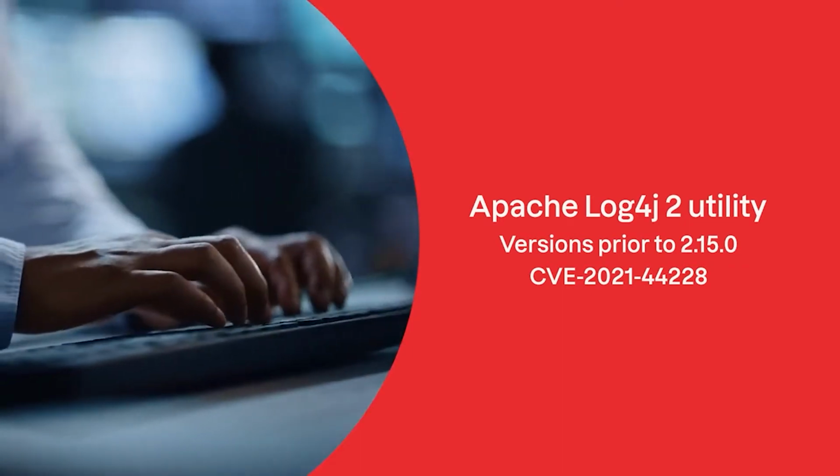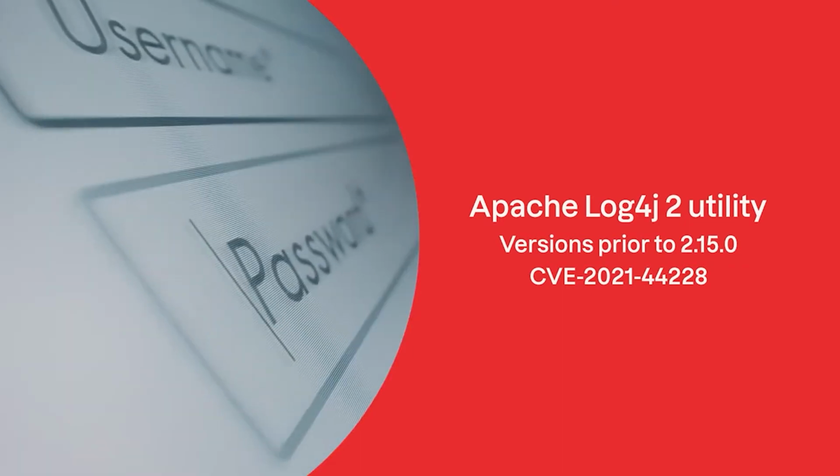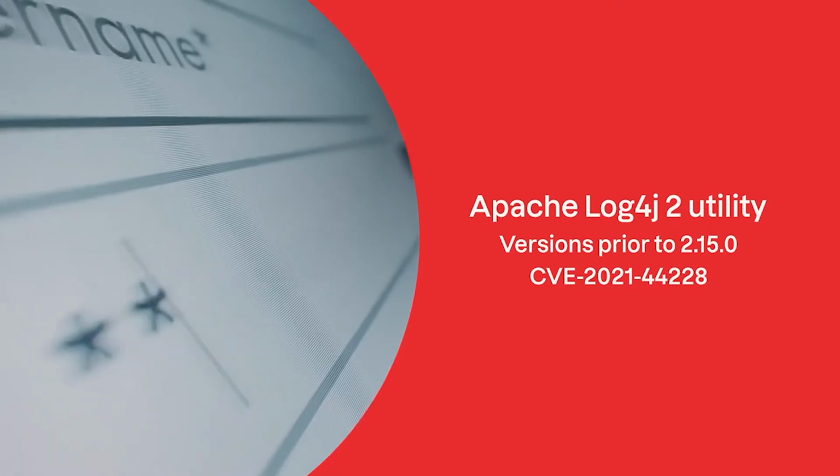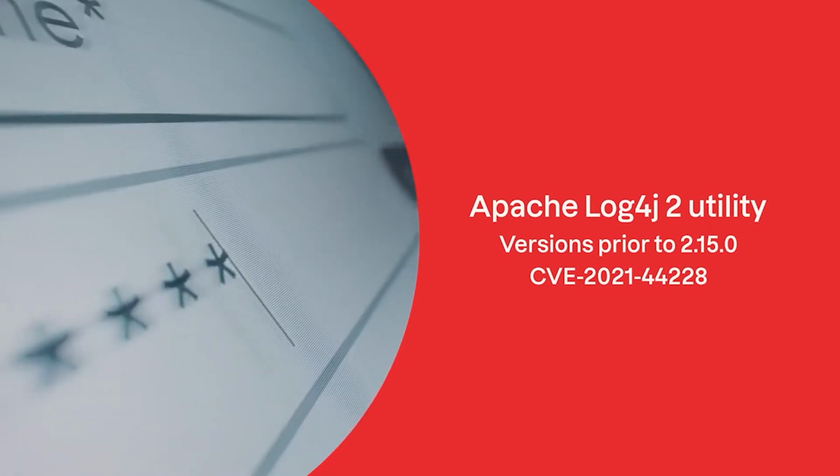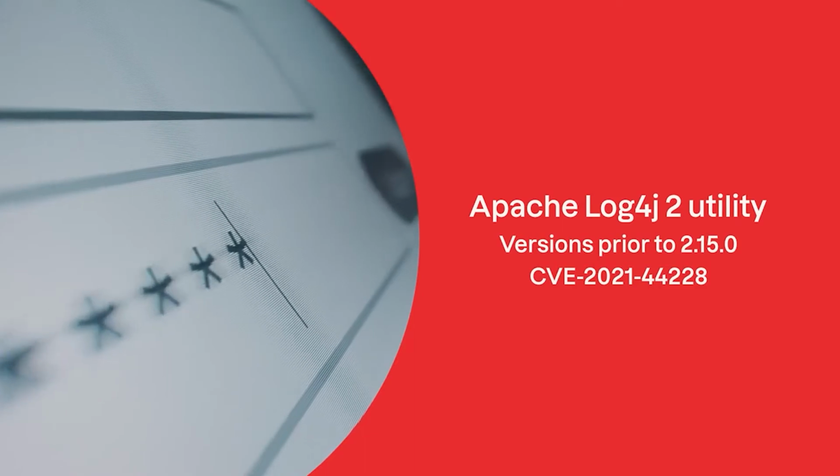Log4j 2 is an open-source Java logging library that is incorporated in many enterprise applications, open-source software, and potentially as a dependency in many other services. The prevalence of configuration and installation variables make this vulnerability extremely challenging to identify.